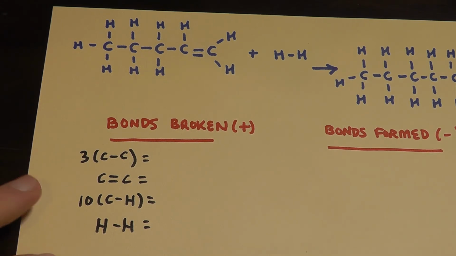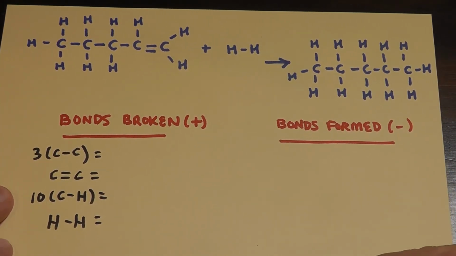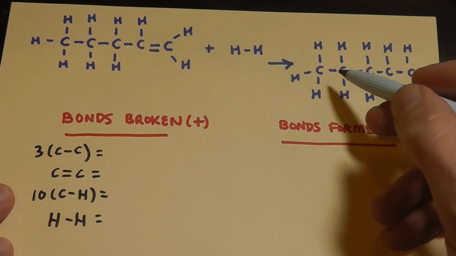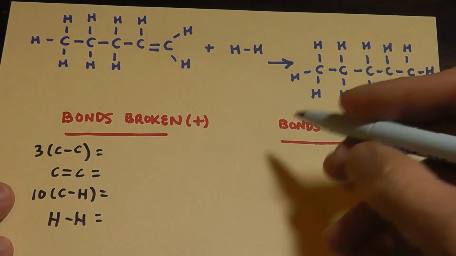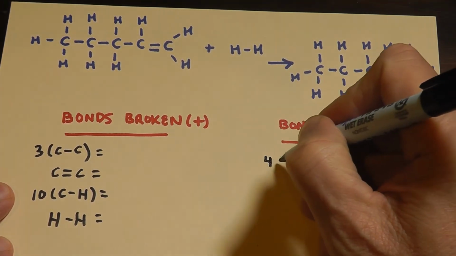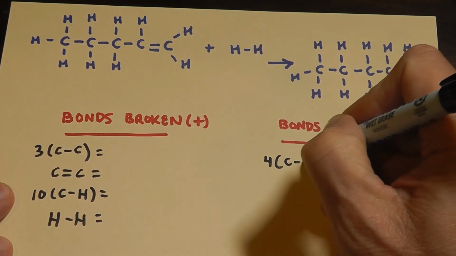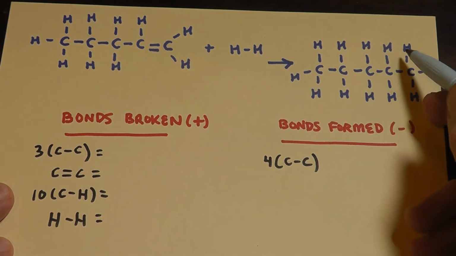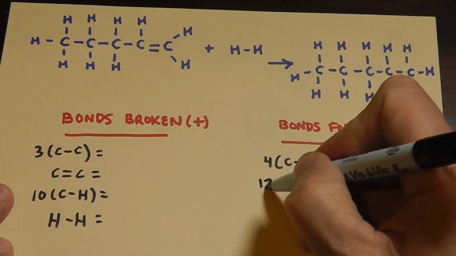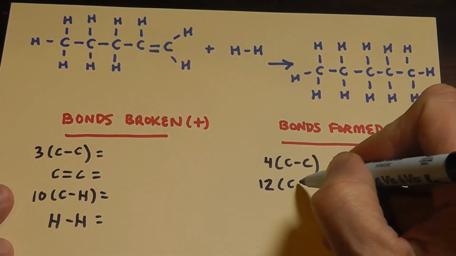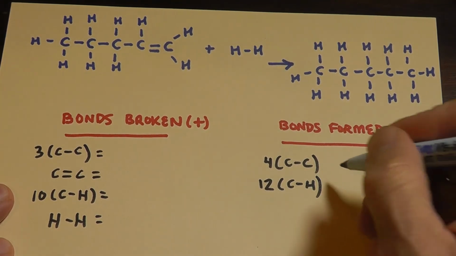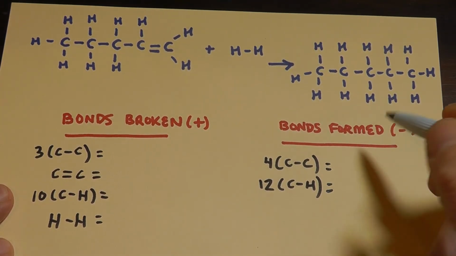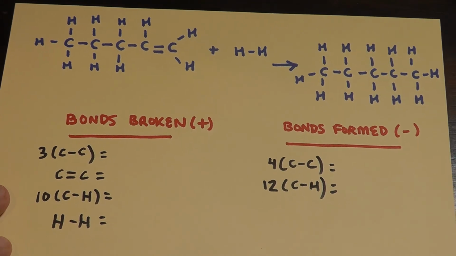The reason why is, well, I'm not going to tell you why yet, because it's a surprise. 1, 2, 3, 4. 4 carbon-carbon bonds. And 1, 2, 3, 4, 5, 6, 7, 8, 9, 10, 11, 12 carbon-hydrogen bonds. And then that's it. That's all the bonds. But look what happens.